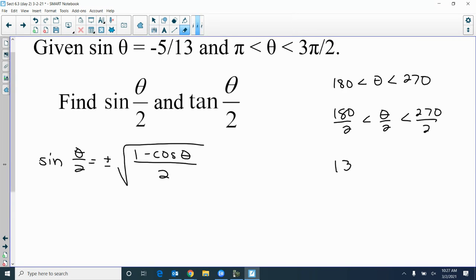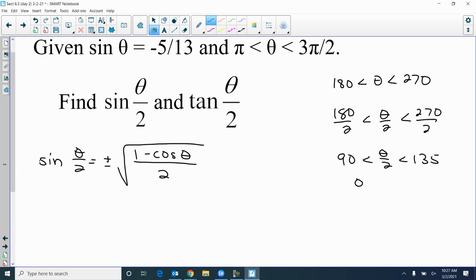Not one, hold on, that's going to be 90. 90 is going to be less than theta over 2 is going to be less than 135. So our half angle is trapped between 90 and 135, which is in which quadrant? Quadrant 2. So what's sine going to be in quadrant 2? Sine's always going to be positive. So that's how you determine whether it's positive or negative.